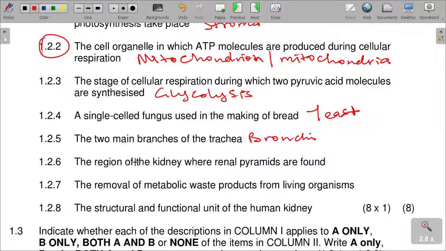And then the region of the kidney where the renal pyramids are found. They are actually found in the medulla. Number 6, they are found in the medulla.